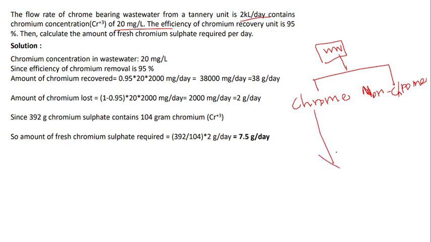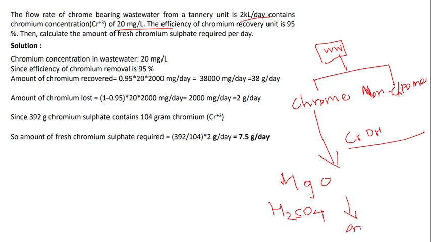So here in the chrome based stream, chromium is recovered by using magnesium oxide and sulfuric acid, H2SO4. With the help of this, from the chrome-based wastewater, first we will obtain chromium hydroxide. Chromium hydroxide is removed, and then this chromium hydroxide is converted into chromium sulfate. This is the process. We have to keep this in mind to solve these problems.